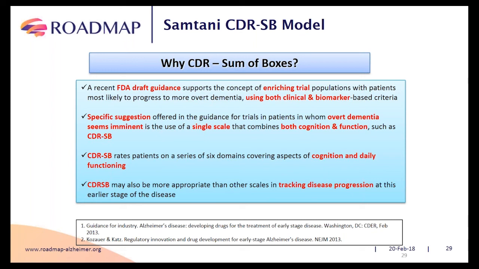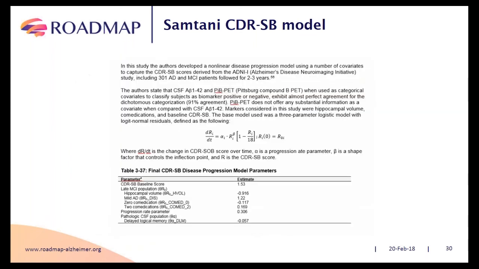And just a few notes about this Samtani CDR model that was derived. First of all, it was looking at changes of CDR sum of boxes and not CDR global. As I mentioned, the CDR sum of boxes is your endpoint in these trials. And also, if you look at the parameters that are included in this model, you actually see a range of inputs that are predictive of CDR scores. You can see, as expected, your baseline score, because the baseline score is always your starting point. It's very well known that disease progression rates can vary over the course of Alzheimer's disease, so including your baseline scores is essential.